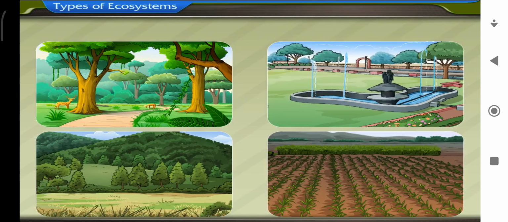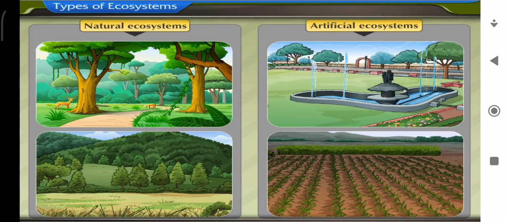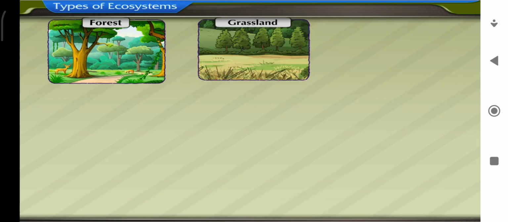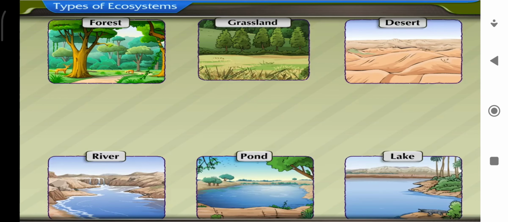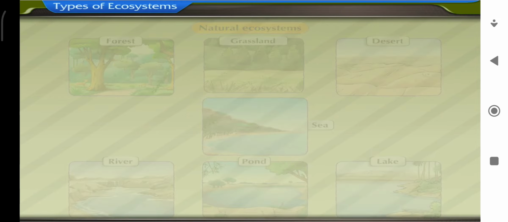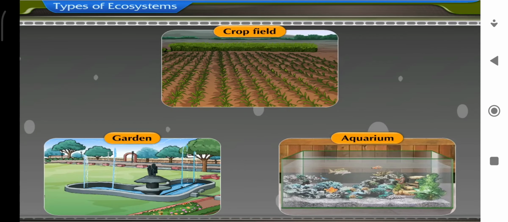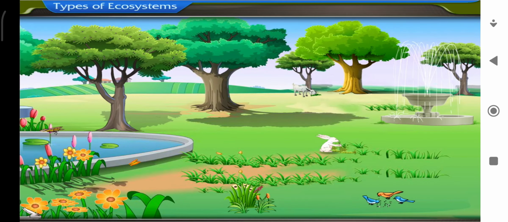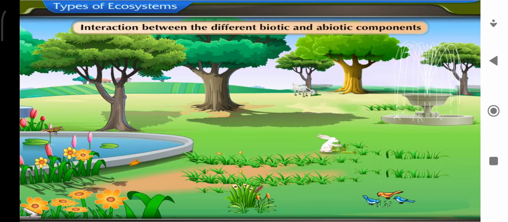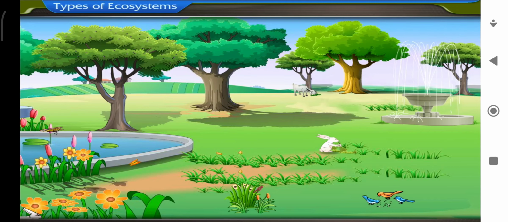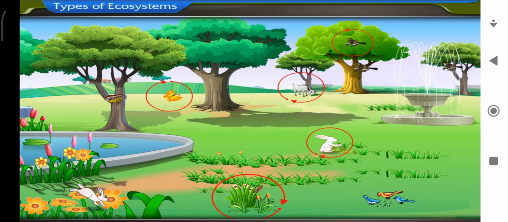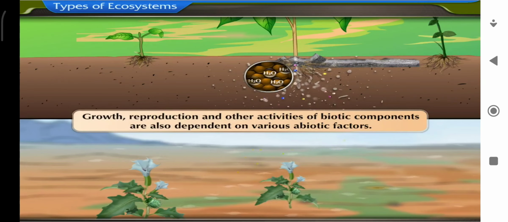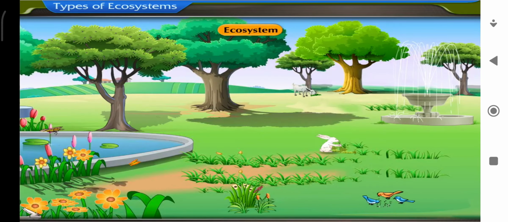Ecosystems are also classified as natural ecosystems and artificial ecosystems. Forests, grasslands, deserts, rivers, ponds, lakes, seas, etc. are all natural ecosystems. Crop fields, gardens, aquariums, etc. are man-made or artificial ecosystems. Though these are man-made, they are considered ecosystems because of the interaction between different biotic and abiotic components present there. For instance, in a garden we can see different plants, insects, birds, animals, etc. which form the biotic components. These are interdependent. Their growth, reproduction, and other activities are also dependent on various abiotic factors. Hence, we can call it an ecosystem.